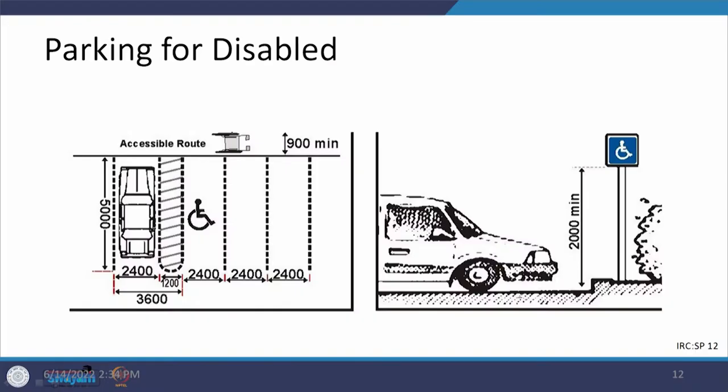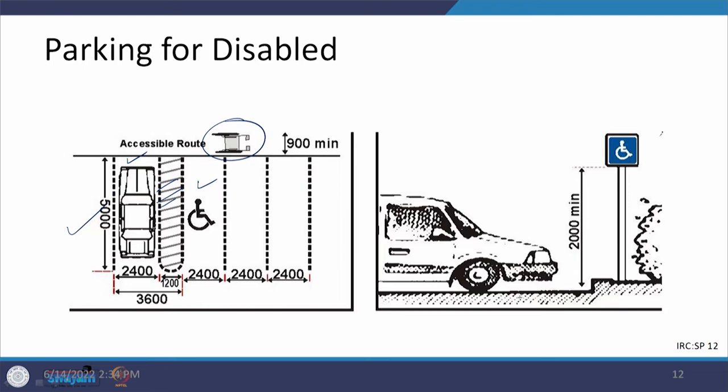So, whatever we discussed, you can see here that there is a wheelchair. This wheelchair has a minimum width of about 0.9 meters. So, that is what is being shown. This is a hatched area which remains open. So, there is one disabled parking, there is another disabled parking, and in between them this common place is provided, and this is 1.2 meters wide. The parking is 2.4 meters wide on either side of it, and the length is 5 meters.